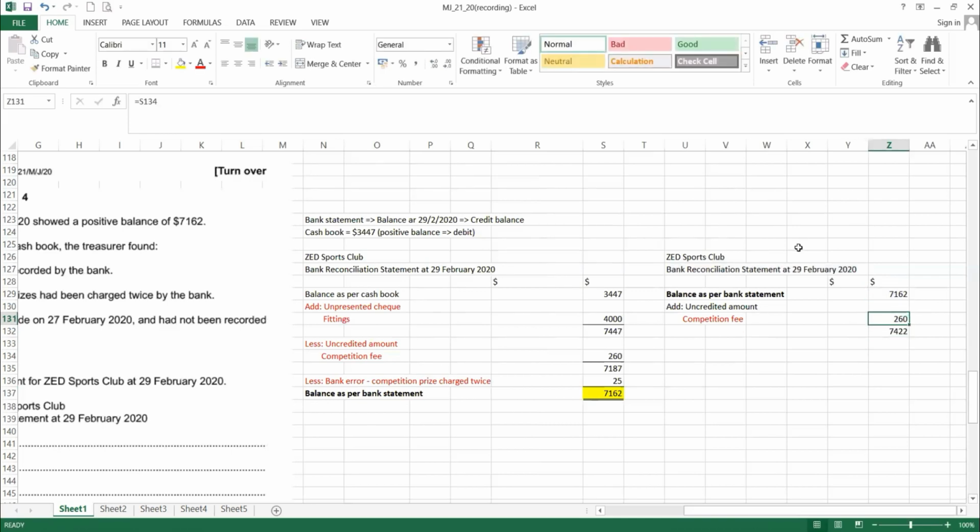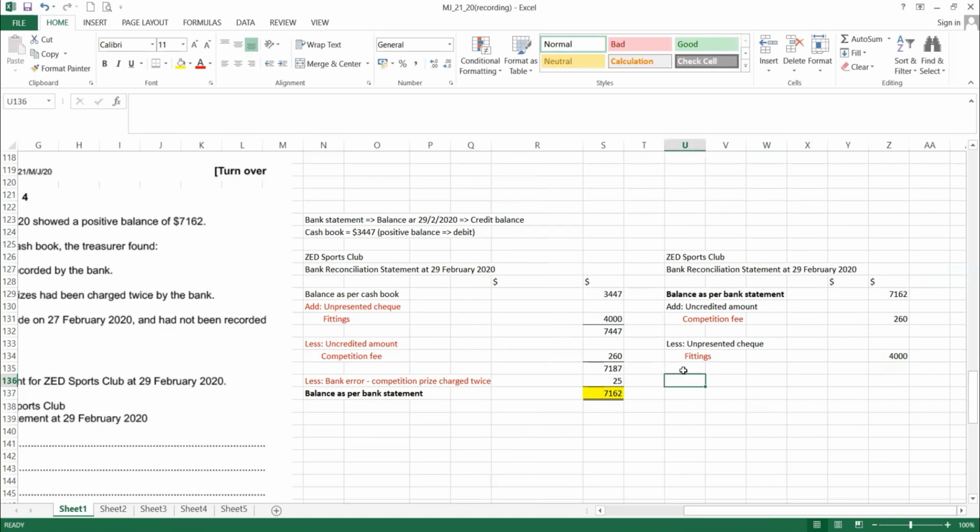If you don't want to plus minus so many, you can just leave it like this. After that, one shot minus and plus. Less unpresented check. So unpresented check, we have 15, which is this amount is 4,000.